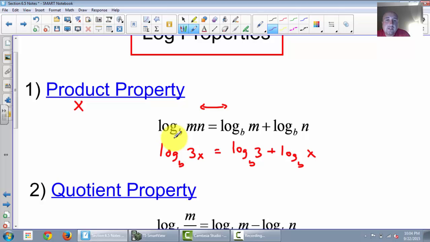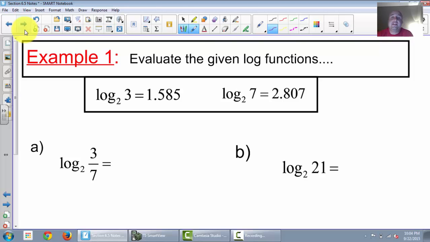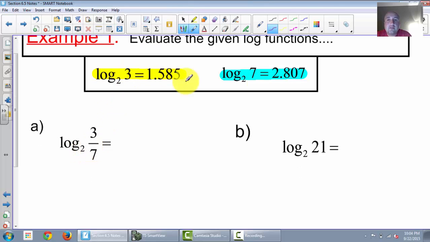So what we're going to do in the next couple examples is use these three properties to help us through some examples. This first one says evaluate the given log function, so come up with an answer. They're giving us two pieces of information: that log base 2 of 3 is 1.585, and that log base 2 of 7 is 2.807. So we're going to look at the examples and somehow use this information at the top to come up with our answer.